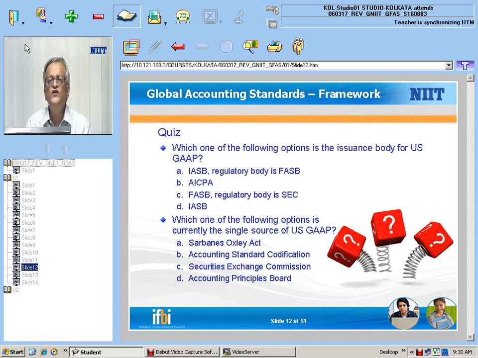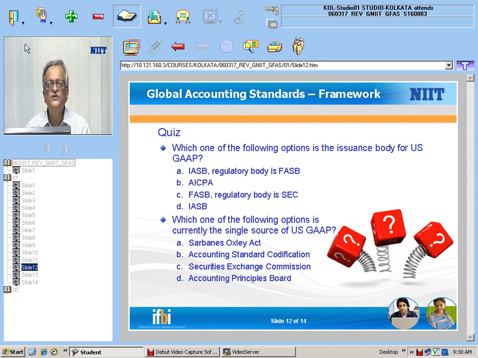Okay, quiz. Which one of the following options is the issuing body for US GAAP? So, who issues US GAAP? A, B, C, D. Please tell me what is the correct answer. Please raise your hand and tell me.